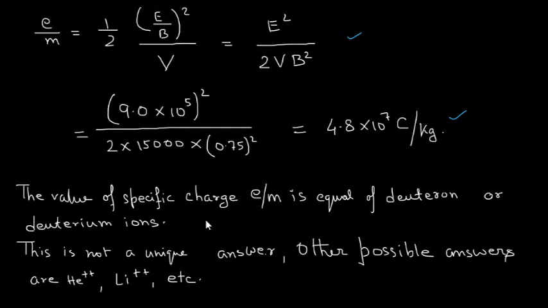The value of specific charge e upon m corresponds to deuteron or deuterium ions. This is not a unique answer. Other possible answers are helium, lithium, He plus plus, Li plus plus, etc. Let us see the next problem.